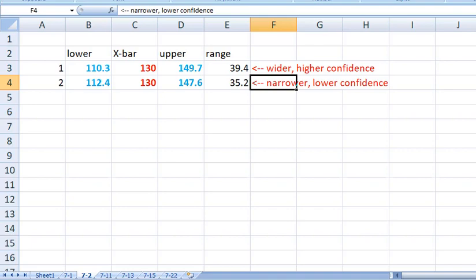So you're not always asked which is higher, which is lower. You might be asked which one is 90%, which is likely to be 99%. You can't actually calculate the percentages, but you know that the wider the limits, the wider the confidence range, the higher the confidence that you have.